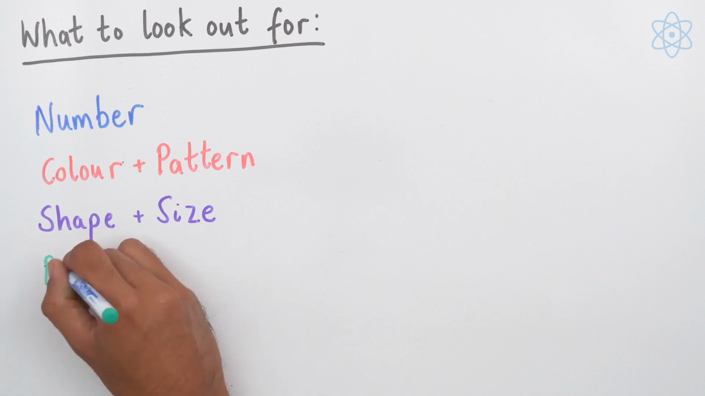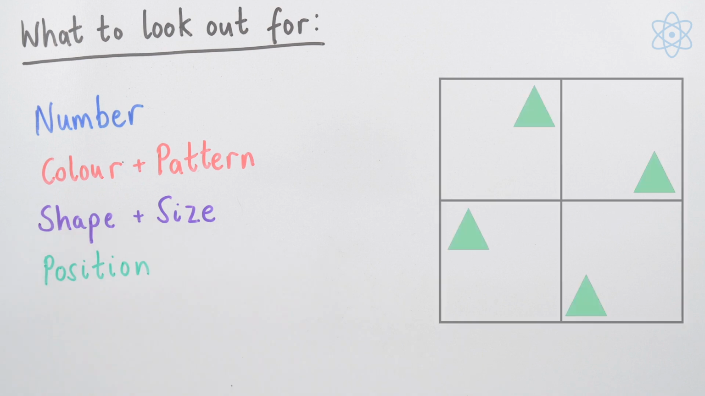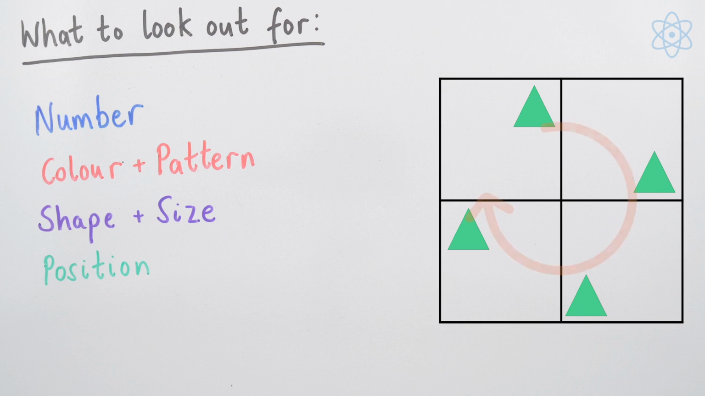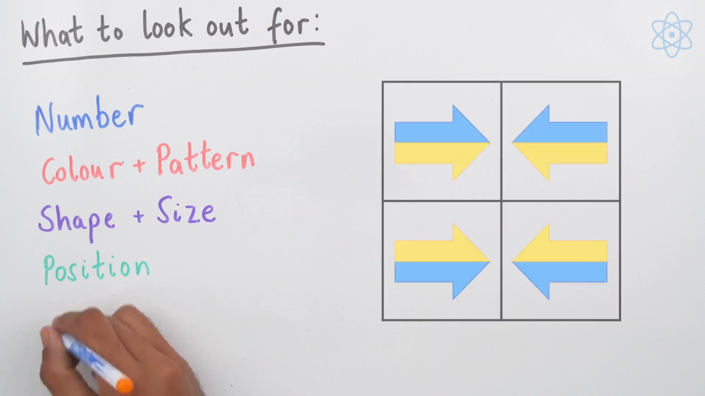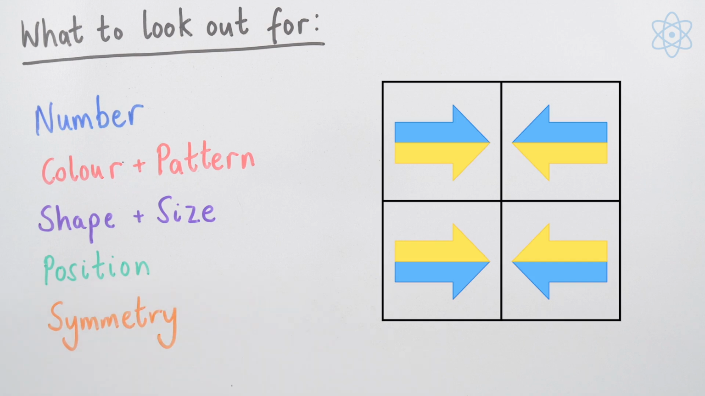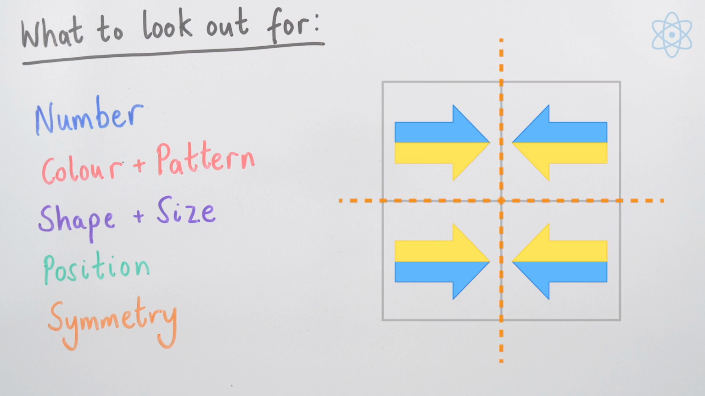We might need to consider a shape's position within a box. In this matrix, the only difference between each of the triangles is where they are positioned within their box. There is a clockwise pattern in this matrix. As we move clockwise around the 4 boxes in the matrix, the triangle moves clockwise between the corners of the boxes. Sometimes the pattern in a matrix will be based upon symmetry. You can imagine that the lines in a matrix are mirror lines. Ask yourself, are the shapes reflected across them?